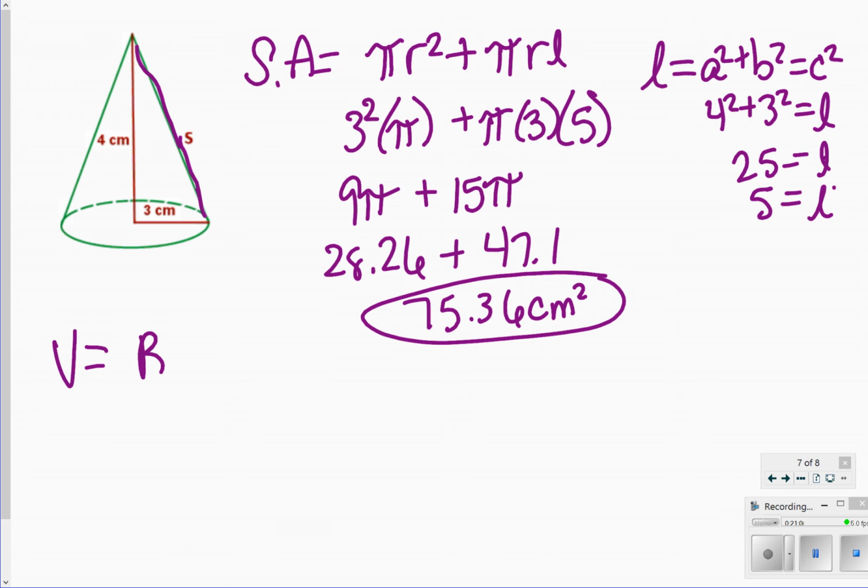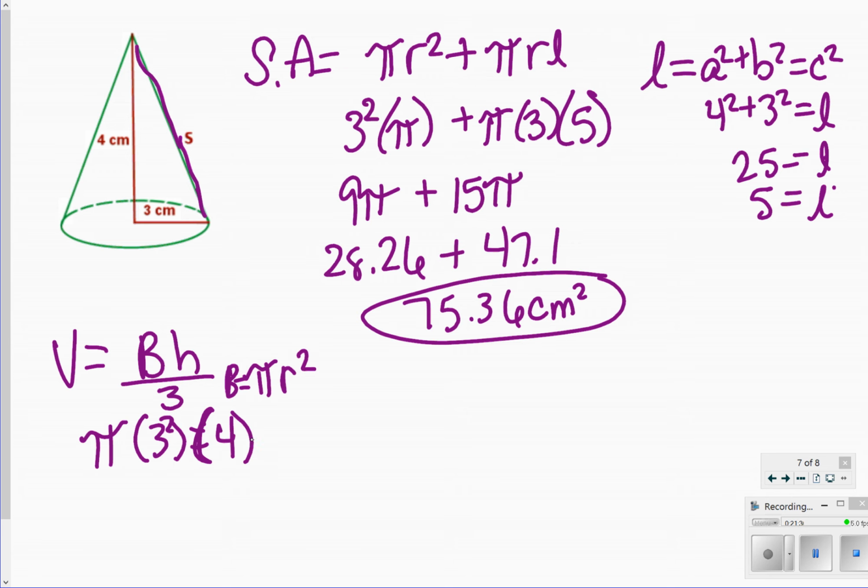Our volume is our base times our height divided by 3. And our base for this cone is pi r squared. Okay, this is what base is equal to. So we're going to do pi times 3 squared. And then we're going to multiply that times our height, which is 4. Okay, so pi times 9 times 4.